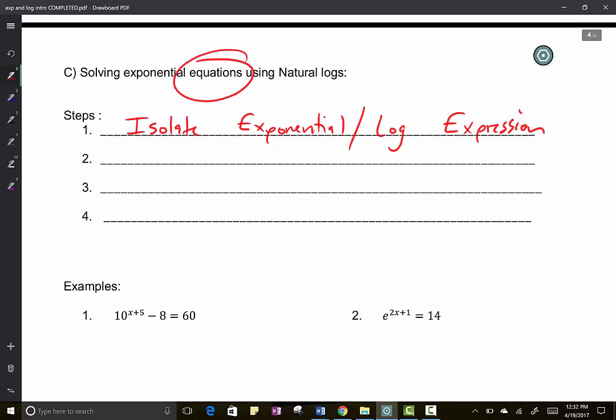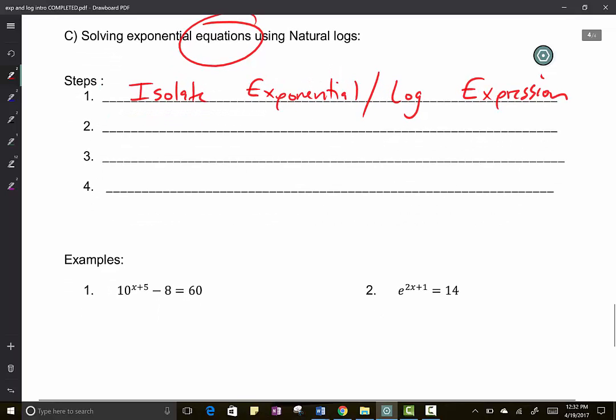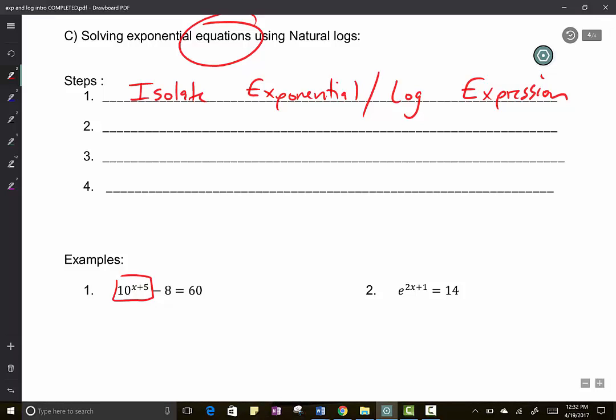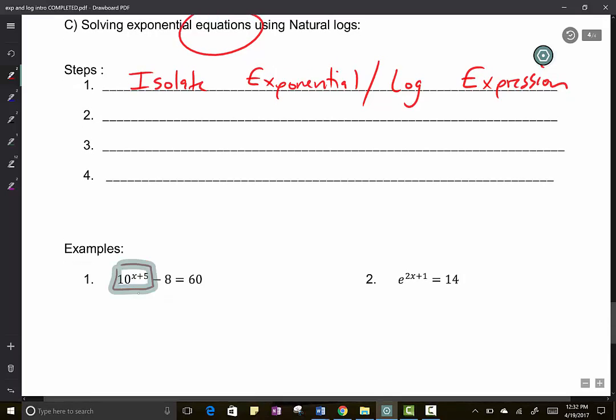I don't know if you remember Algebra 2 where you solved radical equations, but you have to get the radical by itself first. Or if you're solving an exponential equation, you have to get the exponential piece by itself first. So these are no different. Like if you look at number 1 down there, the exponential part is this portion. We have to isolate that before we can do anything, so you have to sometimes move things left and right. So the first step is to isolate the expression.